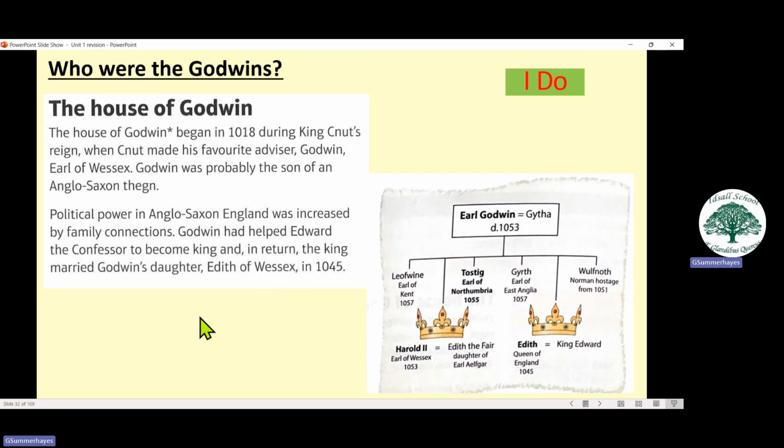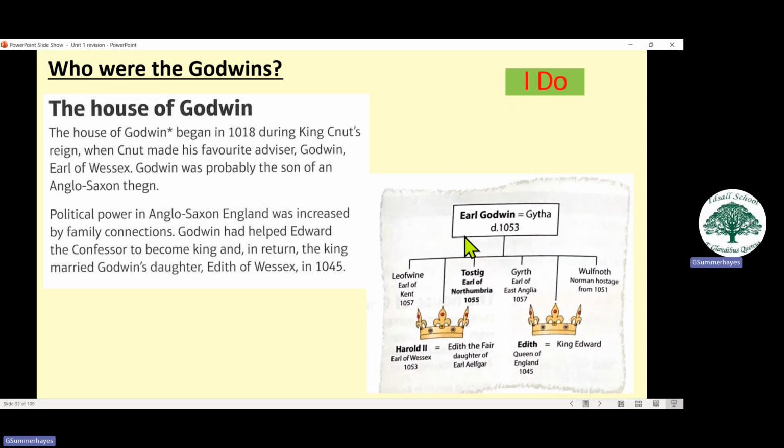So the House of Godwin started in Canute's reign, when Godwin was made Earl of Wessex. And Godwin, despite Canute being a Viking, was probably himself the son of an Anglo-Saxon thane. And then the Godwins amassed power by family connections and marrying people. And Godwin himself had helped Edward become king, despite the later falling out. And then the king married Edith of Wessex, who was a Godwin too.